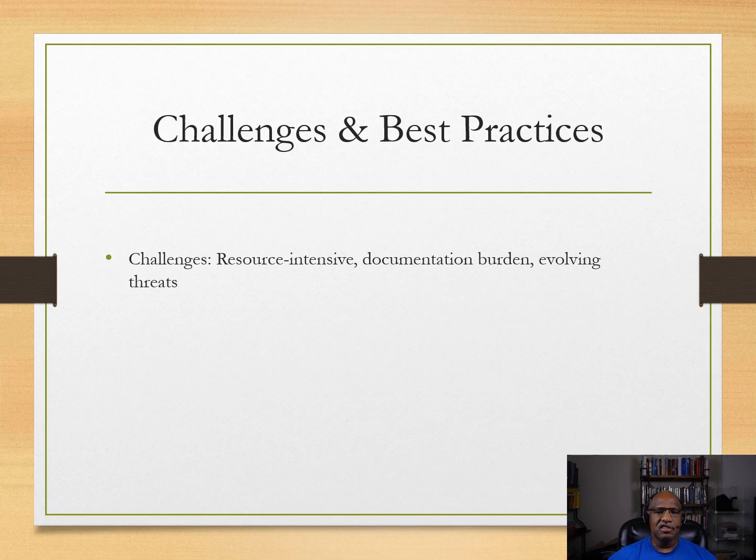So some of the challenges and best practices associated with the risk management framework: it is resource intensive. The documentation is sometimes burdensome, and then there are always evolving threats. Best practices to incorporate in the risk management framework is that you want to bring in as many automated mechanisms as you can, because that helps you to streamline that process, and that also allows you to have information closer to real time.